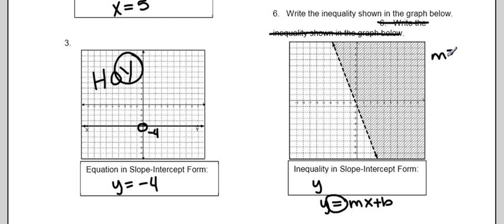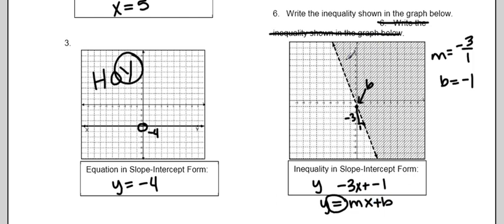To find our m, we need 2 perfect points. It looks like that's perfect, and I think this one's perfect. So we have minus 3 over 1, so our slope is negative 3 over 1. And it looks like our b equals negative 1. So let's fill that in. We have negative 3x plus negative 1.